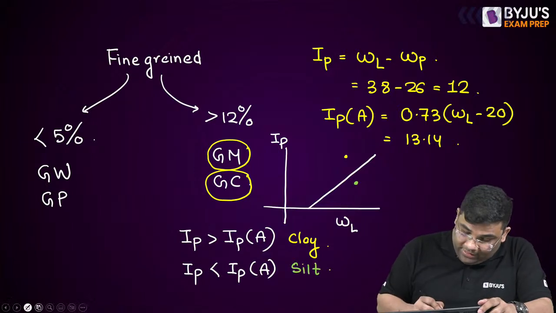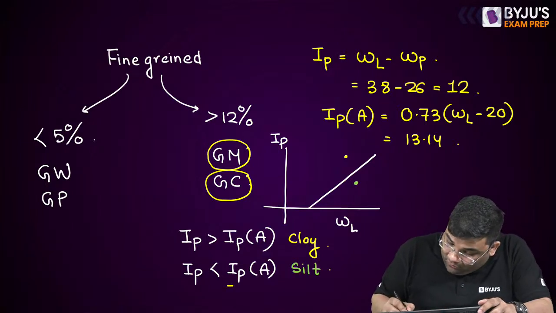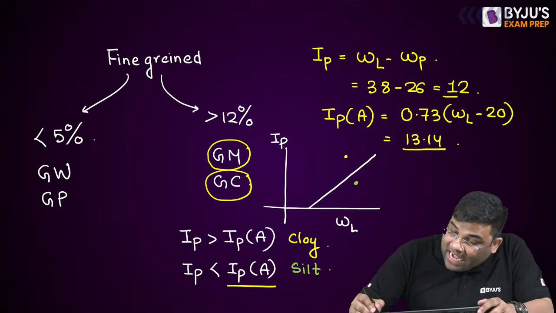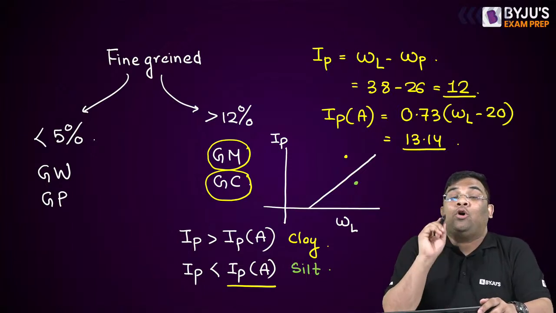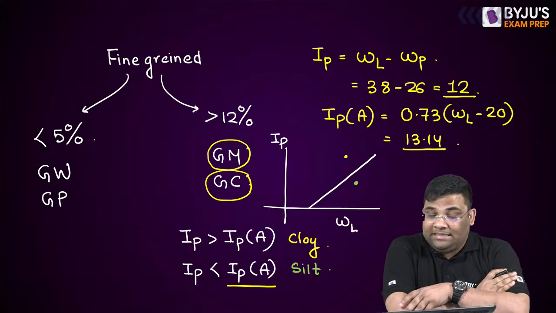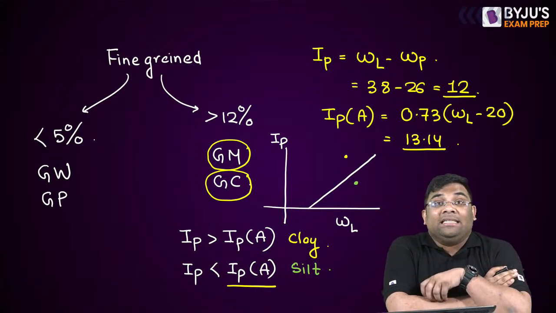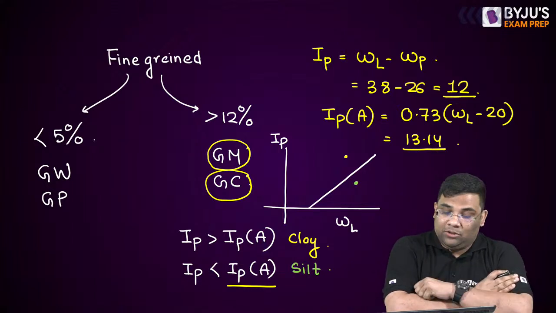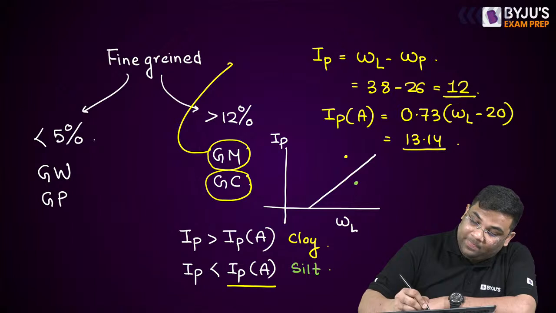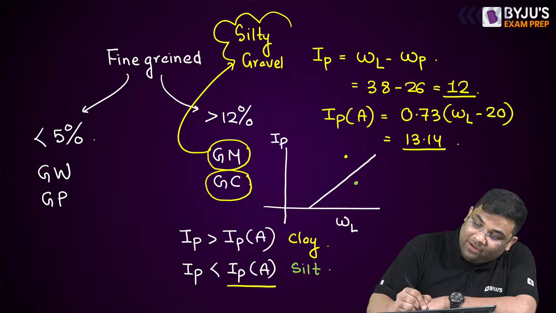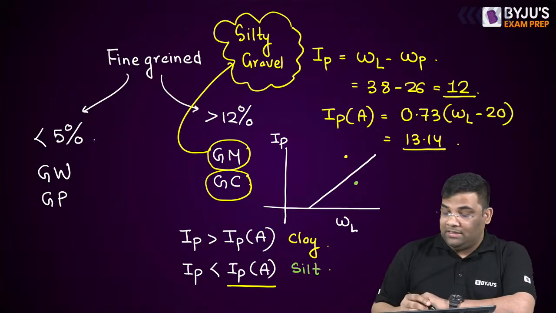Now what are we getting? We are getting IP of A more than IP. So is this clayey or is this silty? Tell me. This is silty. So I can say this is GM, silty gravel. Understood everyone? This is silty gravel.